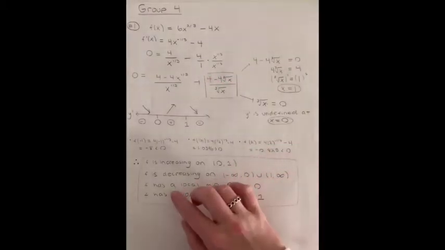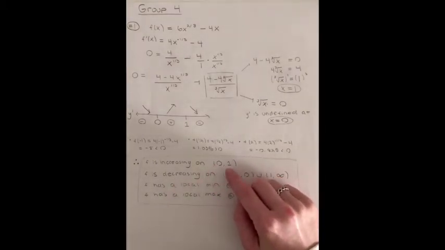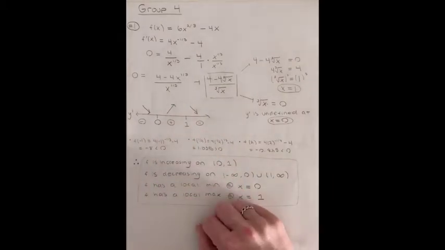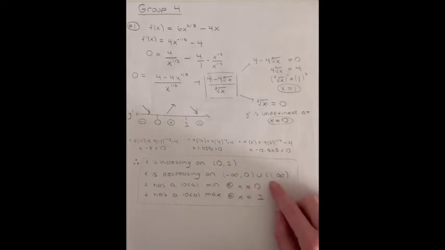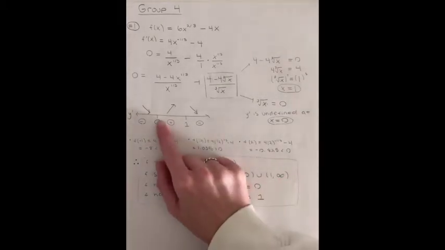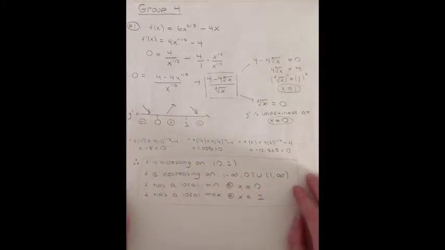Therefore we can see that f is increasing on the interval (0, 1), which is here, and f is decreasing on the intervals (-infinity, 0) and (1, +infinity). And therefore f also has a local minimum at x = 0, which is right here, and a local max at x = 1.